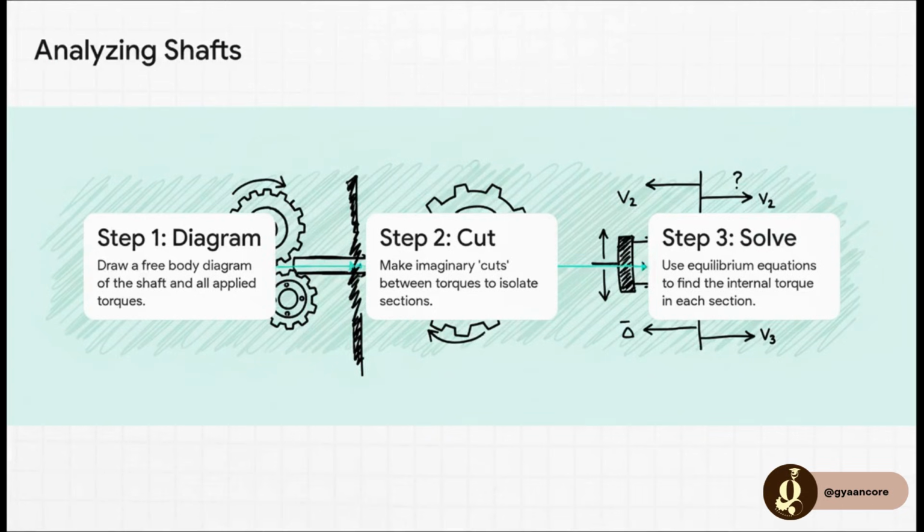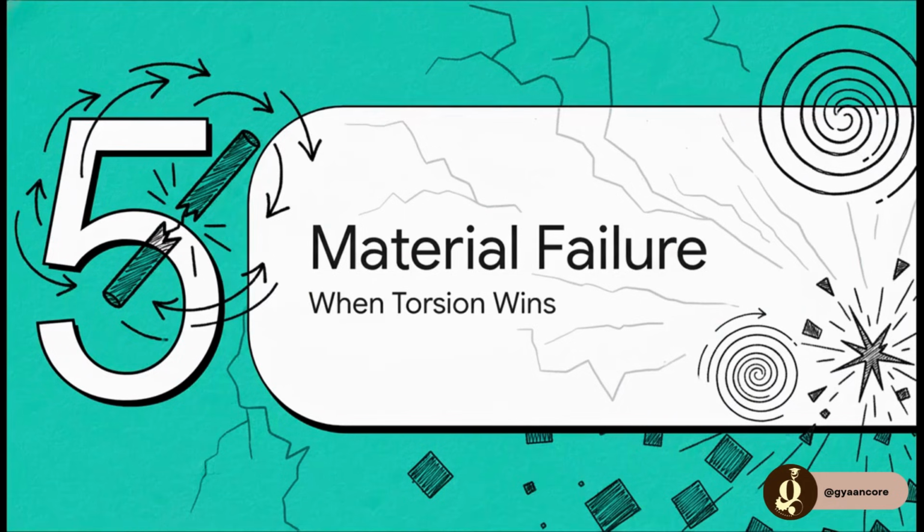Of course, in the real world, it's rarely just one simple shaft. You'll have multiple gears and torques all along the length. To figure that out, engineers follow a pretty simple process. They draw it out, make imaginary cuts between the gears, and then use basic physics to find the internal torque in each little section. So, what happens when you push it too far? What happens when the stress becomes too much for the material to handle? Well, how things break under torsion is actually fascinating.